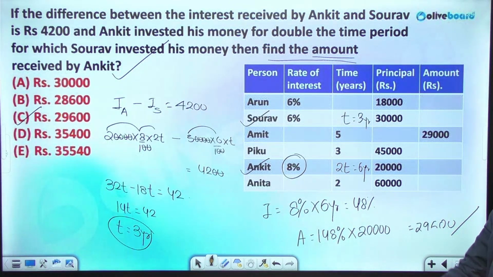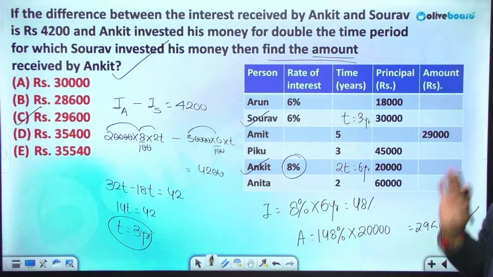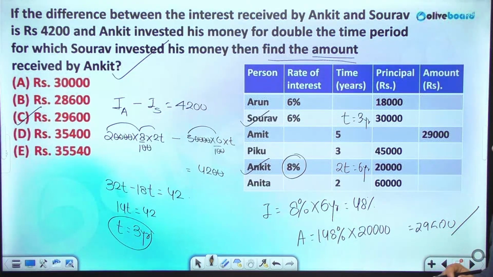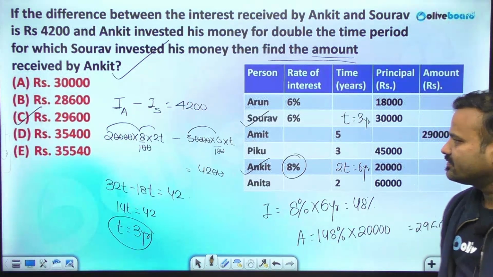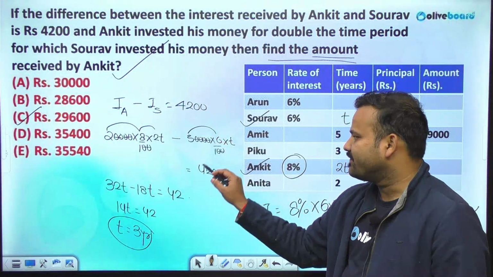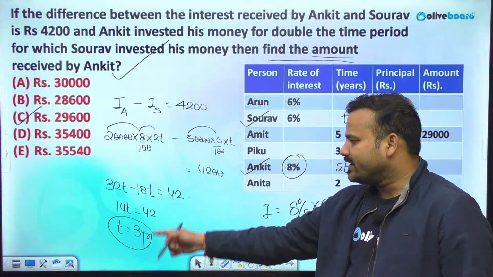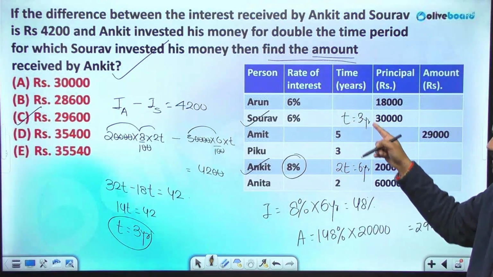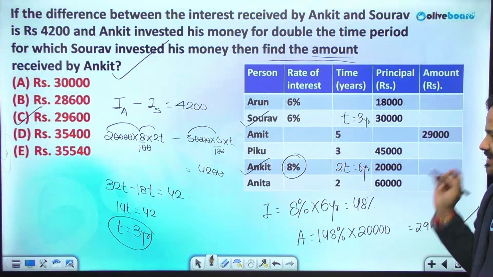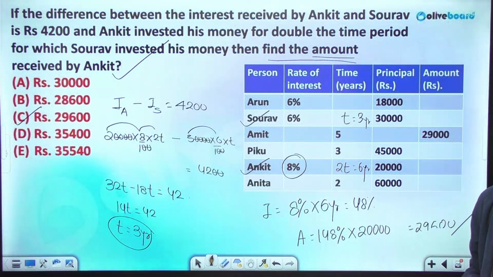Clear? So the difference of interest was given. The difference of interest was 4200 between Ankit and Saurav. Ankit had an interest of this, Saurav has an interest of this, and this and this have a difference of 4200. I solved it. Tenure is 3 years for this particular person. Twice the time means 6 years. 6 into 8 is 48%, that is the interest. That means the amount will be 148%.